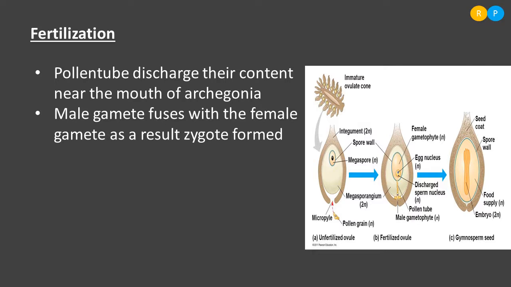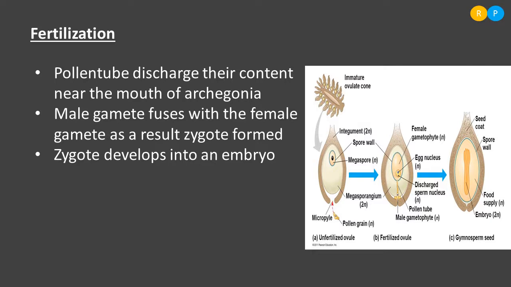So what happens after the formation of the zygote? The zygote develops into an embryo. The zygote is a diploid body. It undergoes repeated mitotic division, that means it forms multiple cells. So those multiple cells form a structure named the embryo. The embryo is the future plant. Clear? So the formation of the future plant is the function of the embryo. This embryo is formed from the zygote.